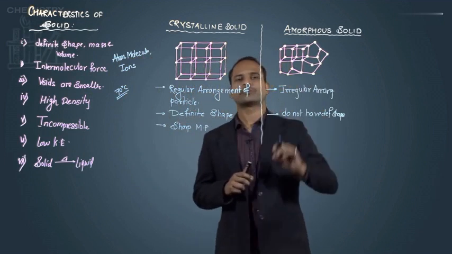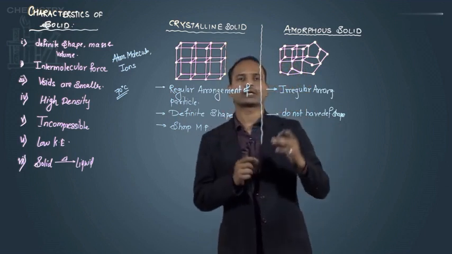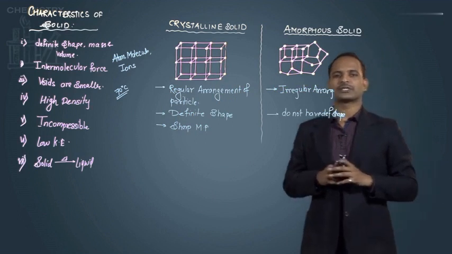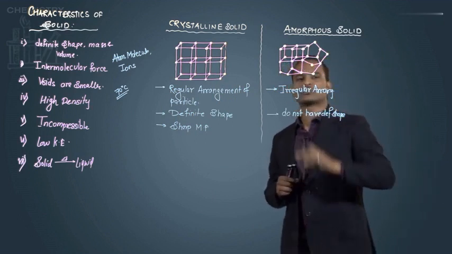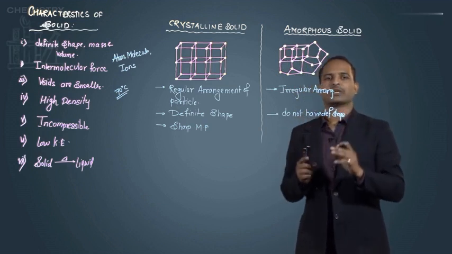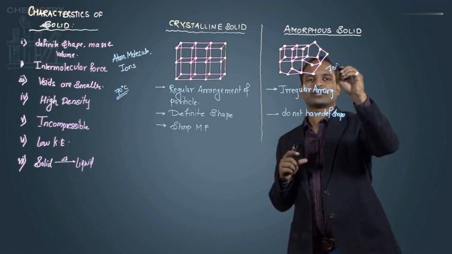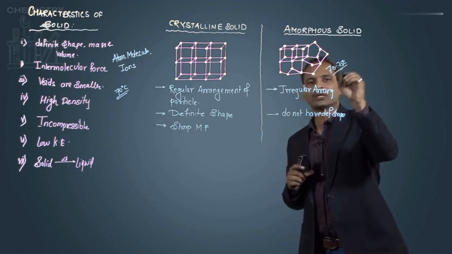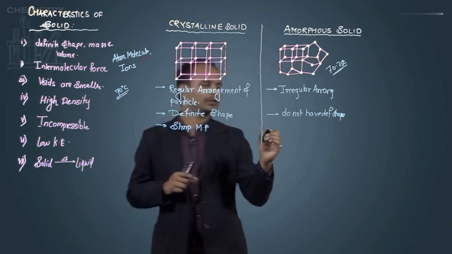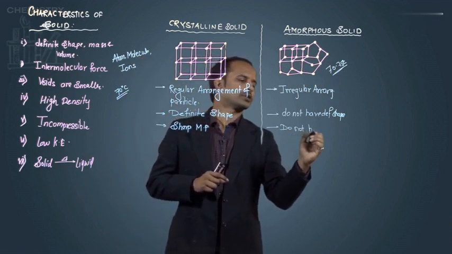But in case of amorphous solid, they do not have a sharp melting point. Instead, they melt over a range of temperature. For example, if someone asks what is the melting point of this amorphous solid, then instead of telling a fixed melting point, we give a range, that somewhere it will melt between 70 to 75 degrees Celsius, because their melting point is not fixed. So crystalline solids have a sharp melting point, while amorphous solids do not.